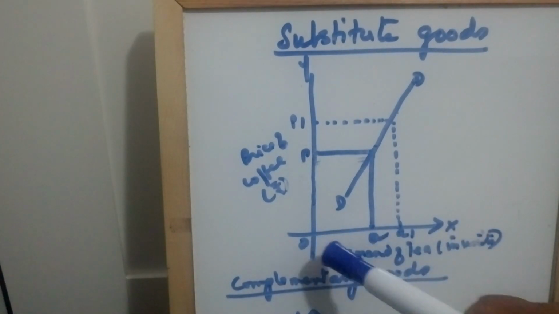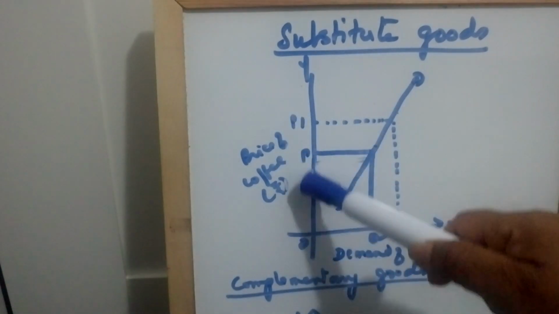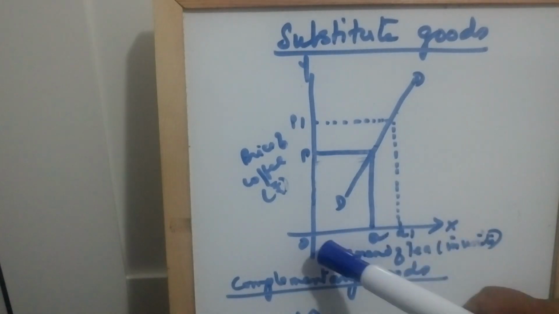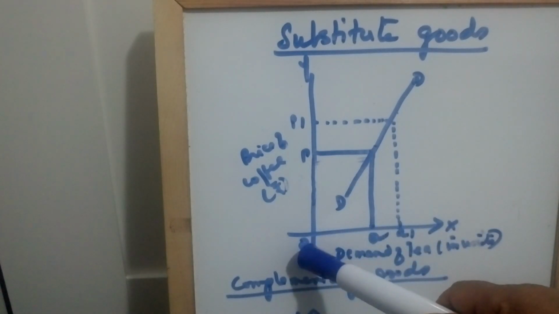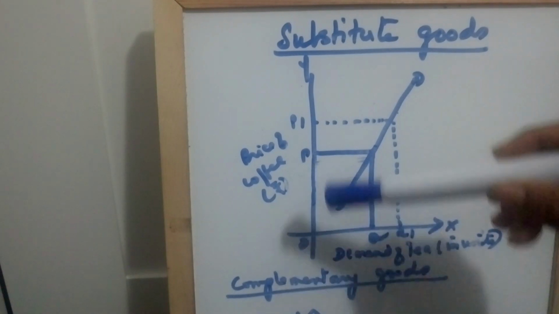So the demand increases for tea because the price of coffee increases. So the demand for tea increases from OQ to OQ1. So the demand of tea rises from OQ to OQ1 due to increase in price of a substitute good.